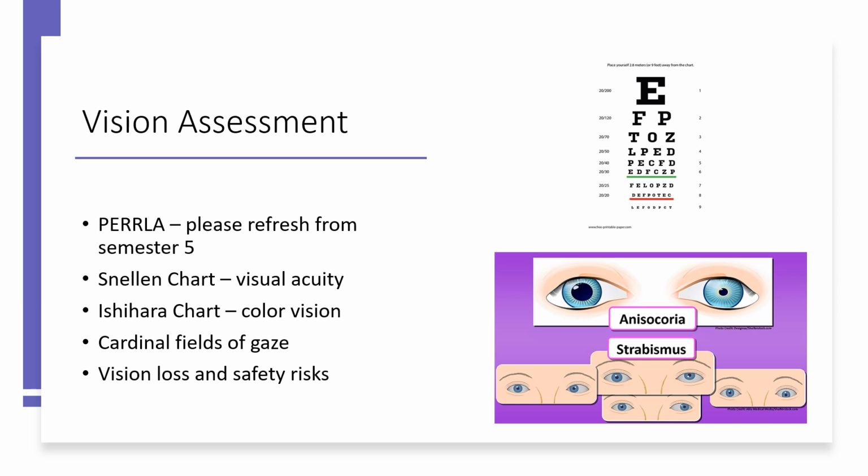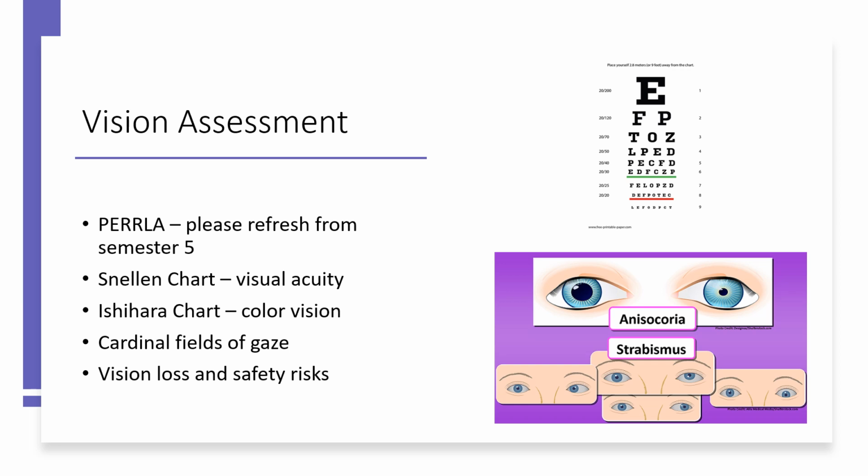20/20 vision is considered normal. A person with 20/40 vision standing 20 feet away from a vision chart sees what a normal person sees standing at 40. A person's considered legally blind if the best corrected visual acuity is 20 out of 200.